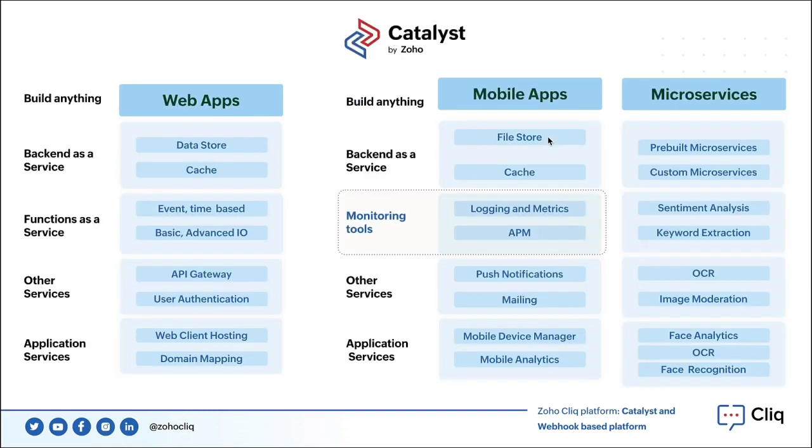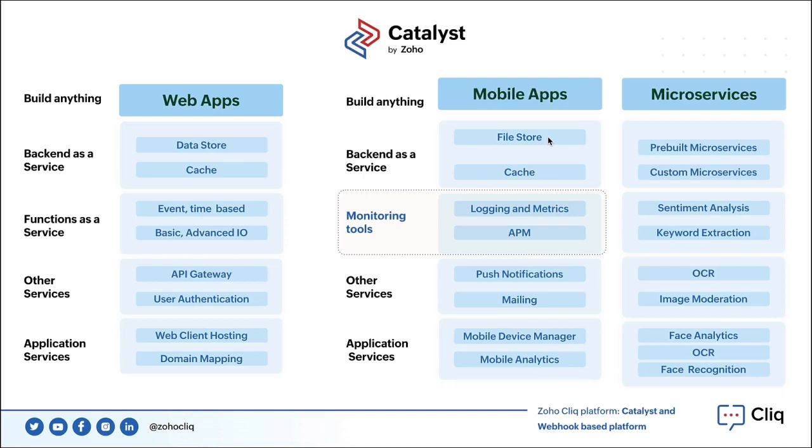So at Zoho Catalyst, in addition to the BaaS as well as the FaaS, we provide you an array of serverless components using which you can build a mobile application or a web application. We help you achieve your application development by providing components like user authentication, API gateways, or even custom domain mapping, where you can link your custom links to your function. You also get monitoring tools like logging and metrics as well as application performance monitoring, all of these being serverless.